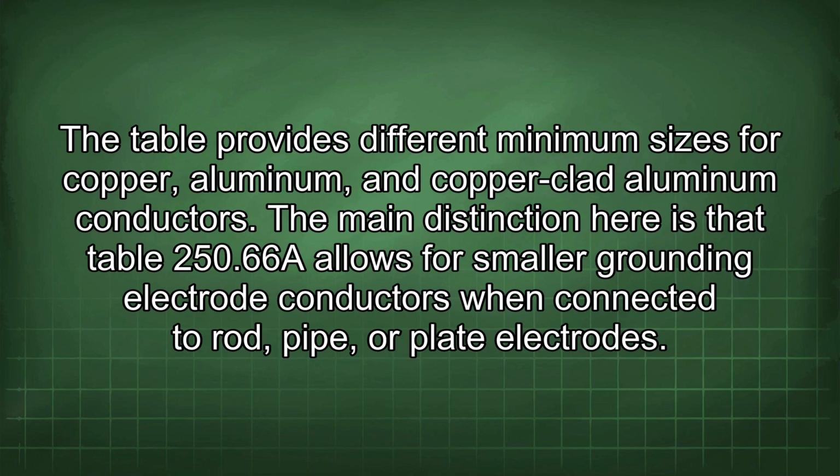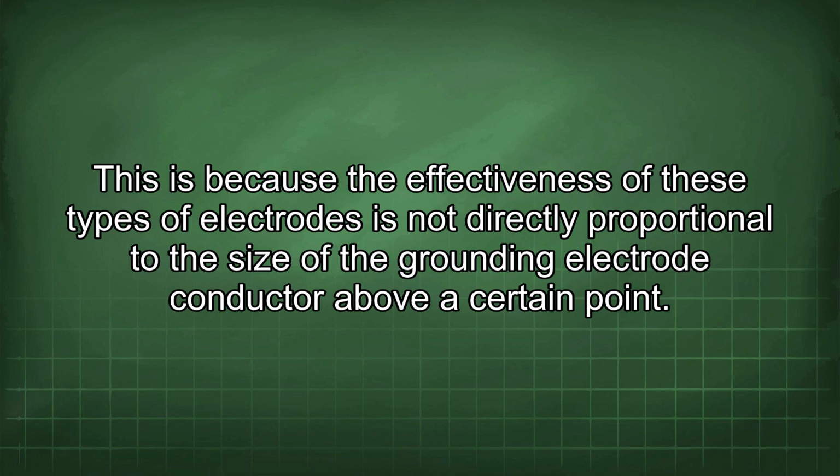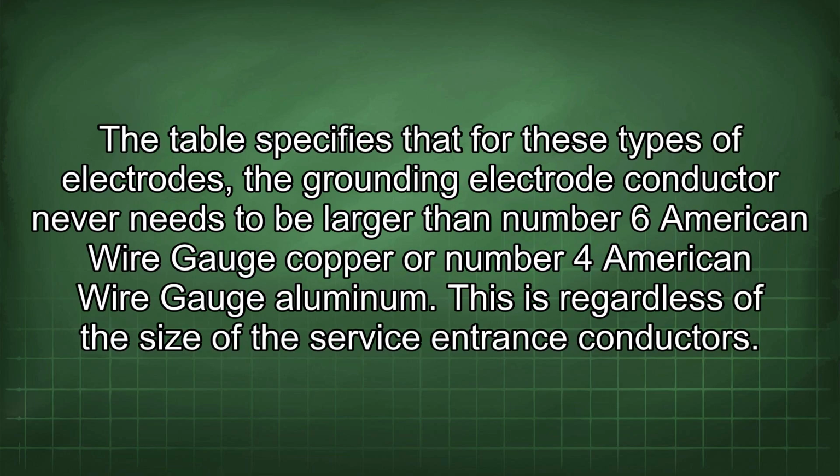The main distinction here is that Table 250.66a allows for smaller grounding electrode conductors when connected to rod, pipe, or plate electrodes. This is because the effectiveness of these types of electrodes is not directly proportional to the size of the grounding electrode conductor above a certain point. The table specifies that for these types of electrodes, the grounding electrode conductor never needs to be larger than number 6 American wire gauge copper or number 4 American wire gauge aluminum. This is regardless of the size of the service entrance conductors.